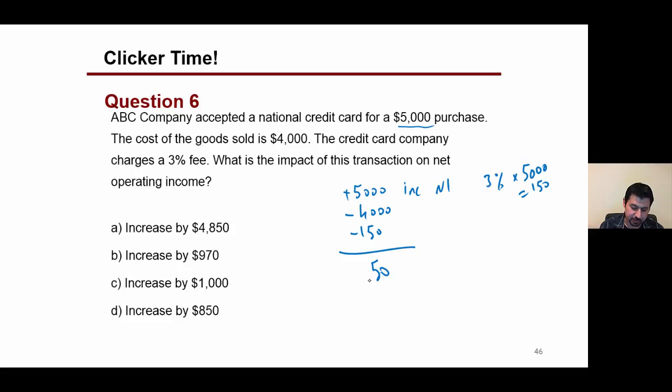So it's 5,000 minus 4,000 minus 150. That would be an increase by 850.